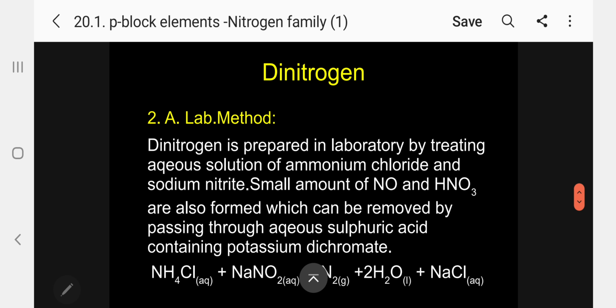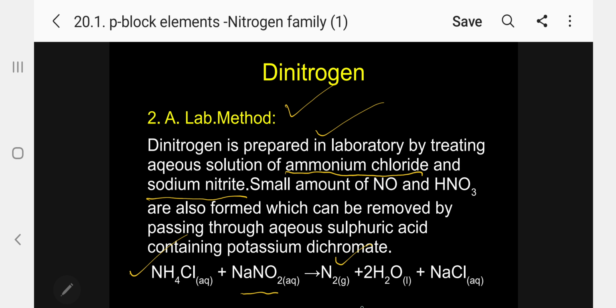And in the laboratory, we can also prepare dinitrogen. Dinitrogen is prepared in the laboratory by treating an aqueous solution of ammonium chloride with sodium nitrite. See here the equation: ammonium chloride and sodium nitrite. What is happening? We are getting N2 gas, water liquid, and sodium chloride aqueous.